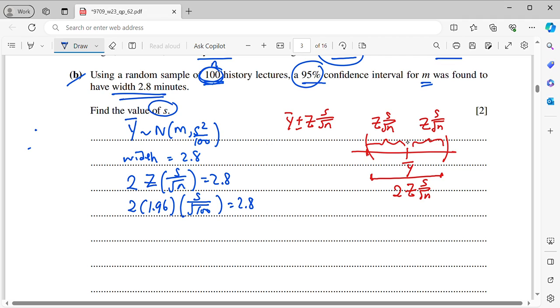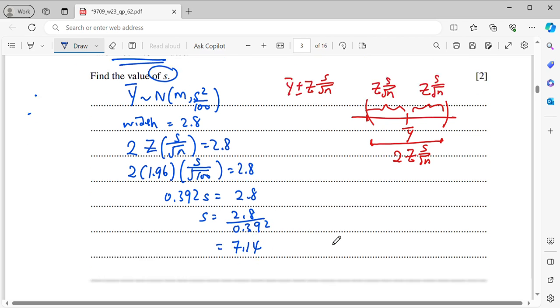Then from here, the left hand side, you will be getting 0.392s. Then right hand side remains as 2.8. Then now your s is going to be 2.8 divided by 0.392. Then you will be getting 7.14. So that's the solution of this part B. Okay, so done for this question.